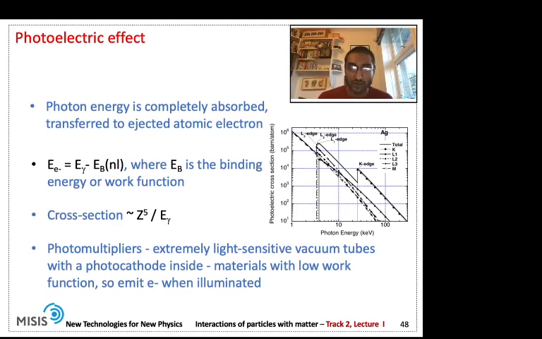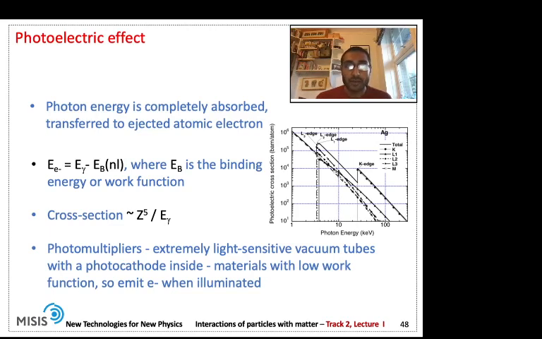And the cross-section for this kind of interaction is given by Z to the fifth divided by the energy of the photon. So you can see on this log scale for the photoelectric cross-section versus the photon energy that there's this very steep fall off given by this Z to the fifth.